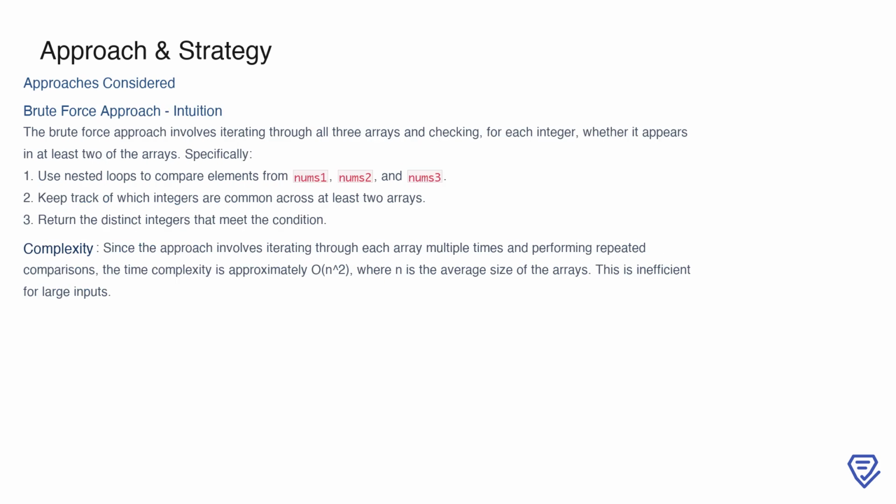To start, let's consider the brute force approach. The intuition here is straightforward. We manually check each integer in the 3 arrays to determine if it appears in at least 2 of them. This involves using nested loops to compare elements across nums1, nums2, and nums3. As we find integers that meet the condition, we keep track of them, ensuring that only distinct integers are included in the result.